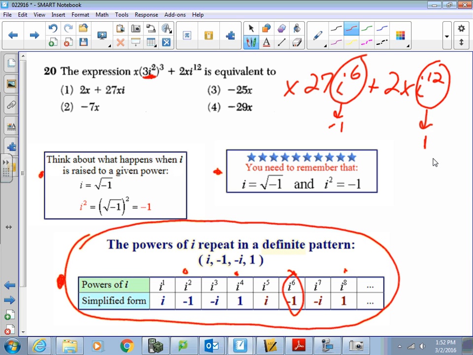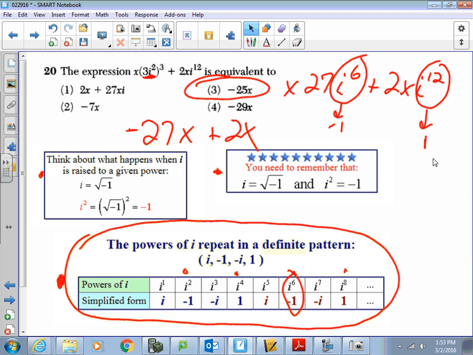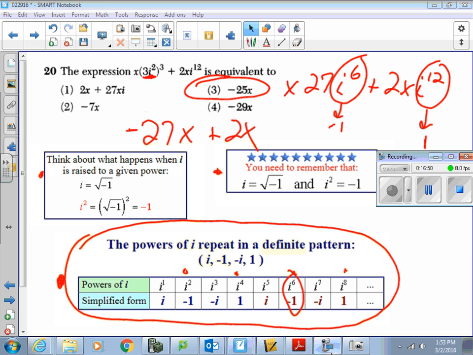So I'm going to rearrange this as 27x, and it's all multiplied by negative 1, so I'm just going to make that negative, plus 2x. And if you do negative 27x plus 2x, you get negative 25x. So that is it.